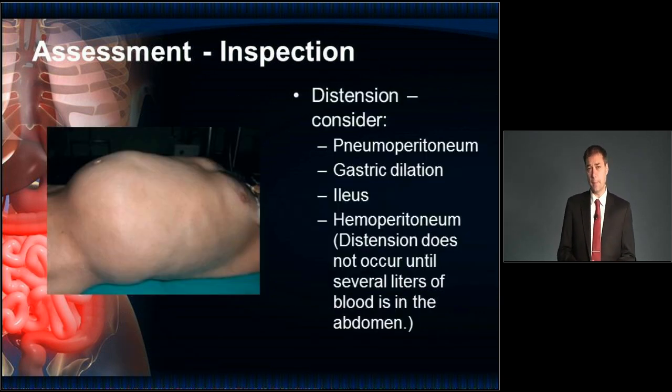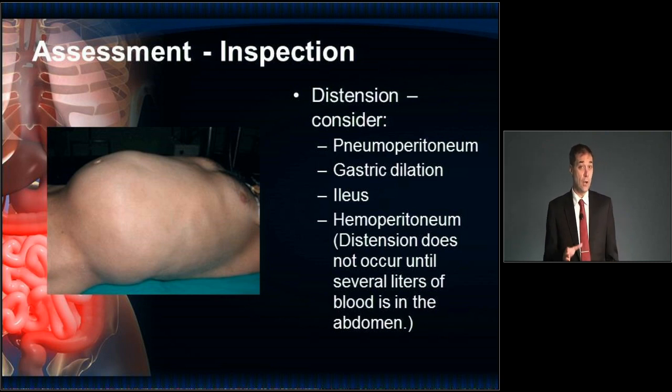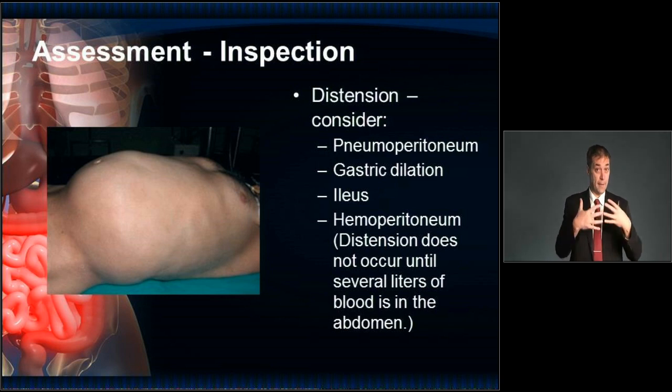You should inspect the abdomen. If it's obviously distended, such as the patient on the screen, consider a pneumoperitoneum, or air in the peritoneum, which would indicate a rupture of one of the hollow organs. Consider gastric dilation, consider an ileus, or consider a hemoperitoneum. However, note that to have actual distension of the abdomen from blood in the peritoneum, you have to have lost several liters of blood. So that's a very late finding, is the actual distension, and will usually be associated with significant hypovolemia at that point.